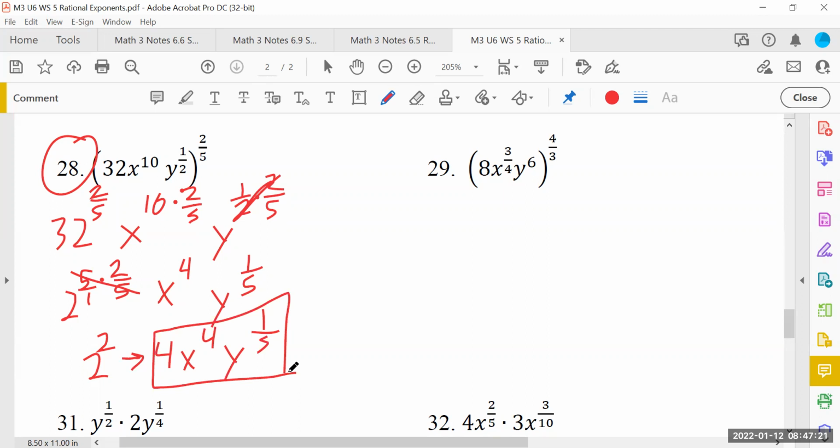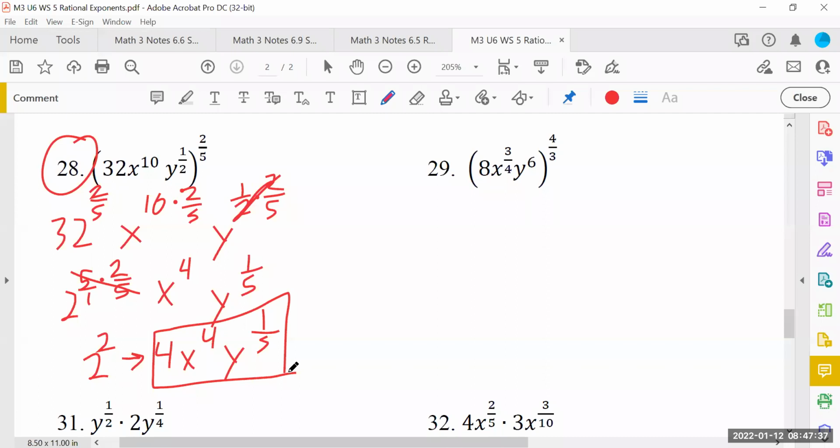The 32, remember, was 2 to the 5th. You worked us through that one. That was you. That's right. So the 32 became 2 to the 5th power. The 5 and the 2 to the 5th canceled. We ended up with just 2 squared, which is 4.